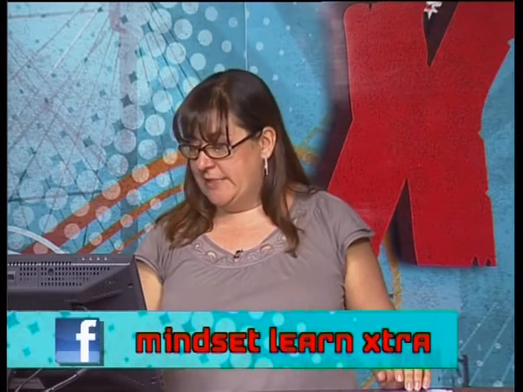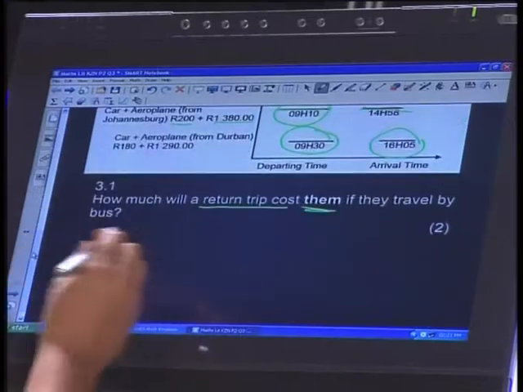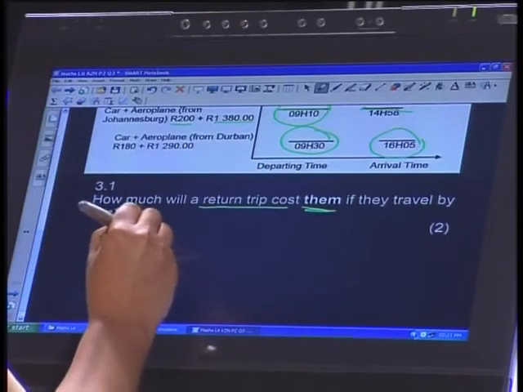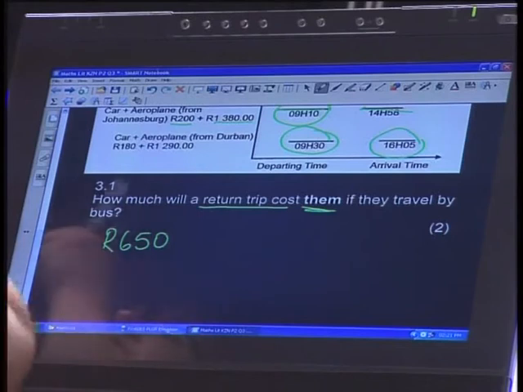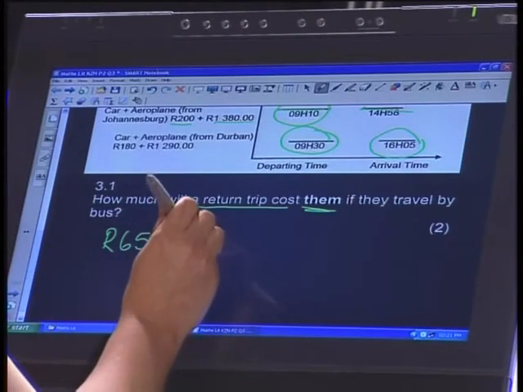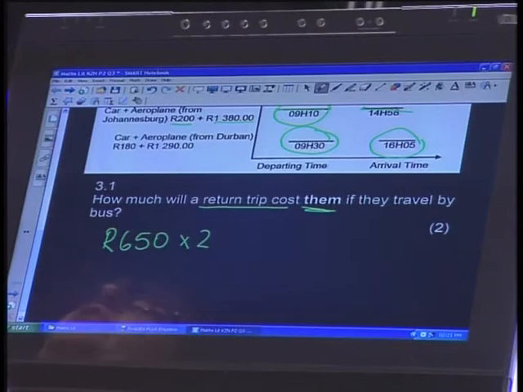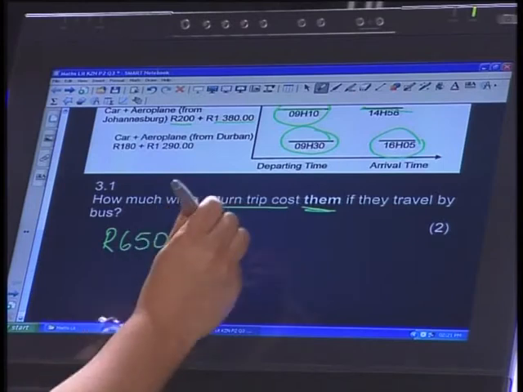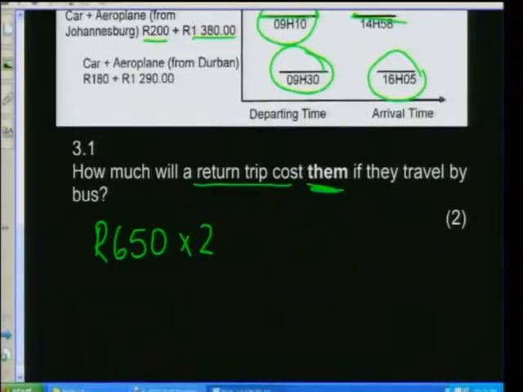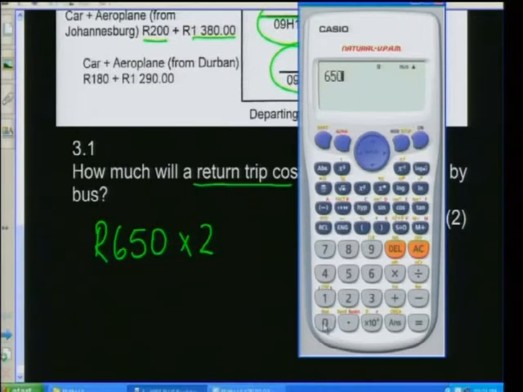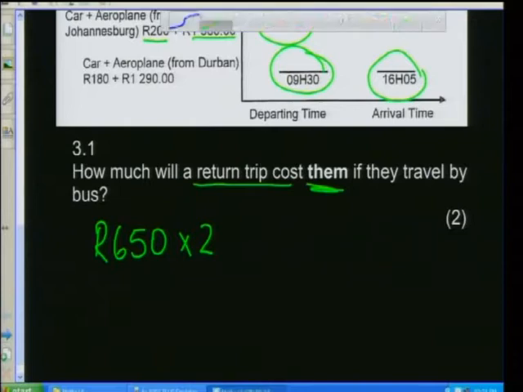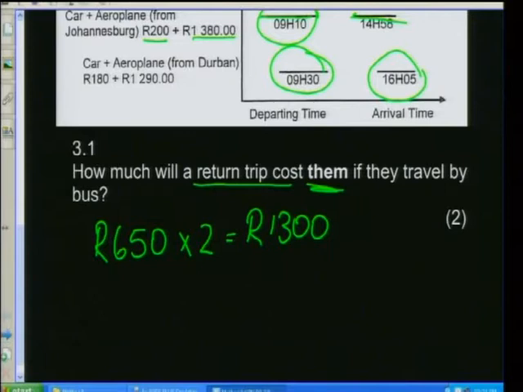So, firstly, let's see how much a bus costs for one person. Well, we know it is 650 Rand for a single trip for one person. But we need a return trip. So we're going to multiply by 2. So it will cost us the same going there and back. And then there are 4 of them. Well, let's do that calculation first. So I've got 650 Rand times 2 is 1,300 Rand. So it's costing them 1,300 Rand each for a return trip.